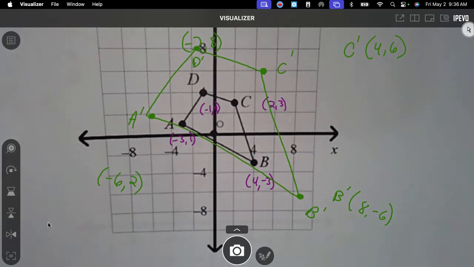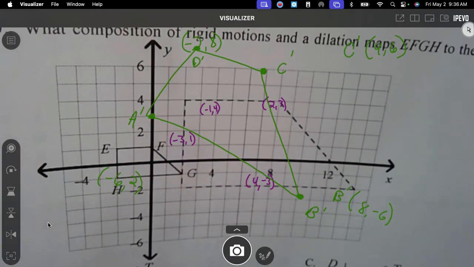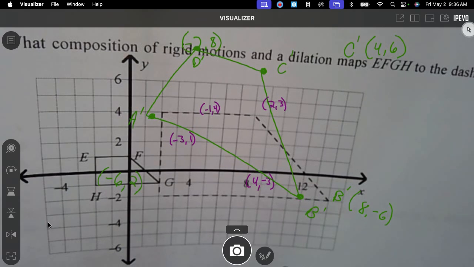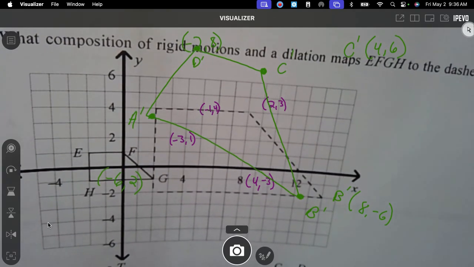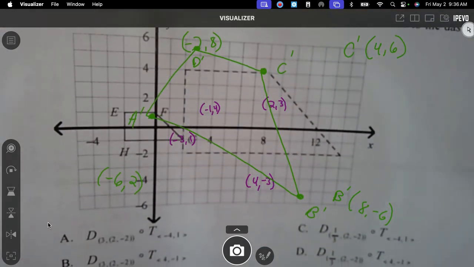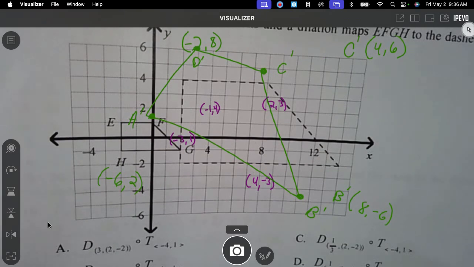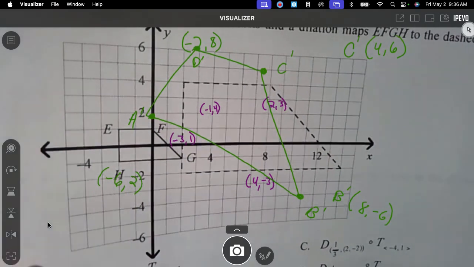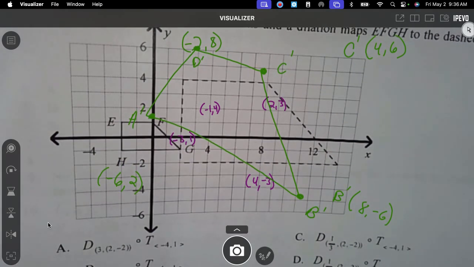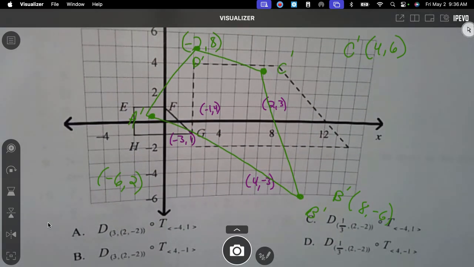Okay. Last one. Number 30. Can I keep going? Finish strong. It says, what composition of rigid motion and dilation maps this? So that means I need to, first of all, translate it, and then I'm going to dilate it. Okay? So let me try and get that. Where do we think we've moved it to, first of all? That would be the easier one.